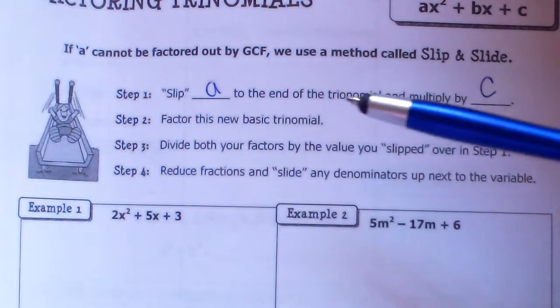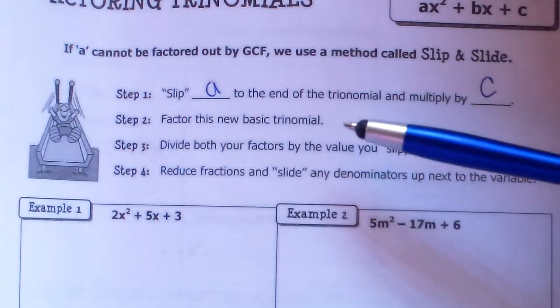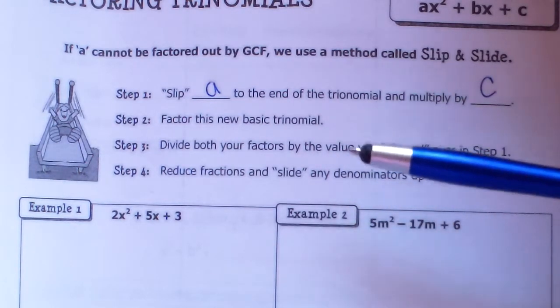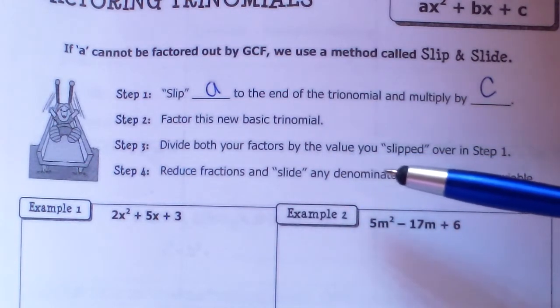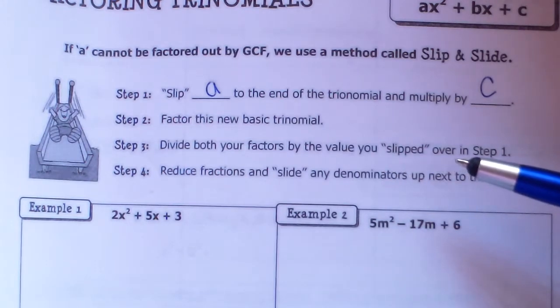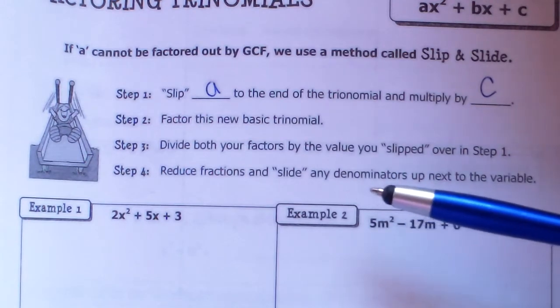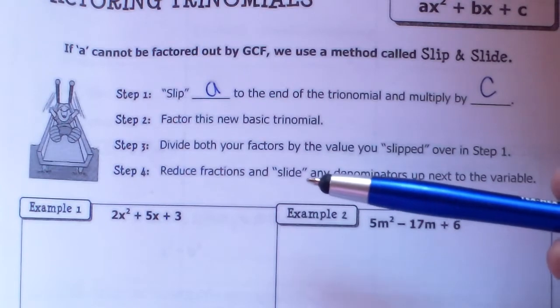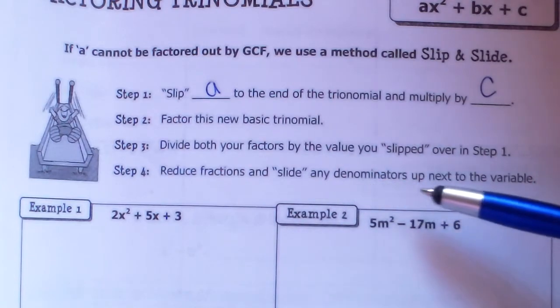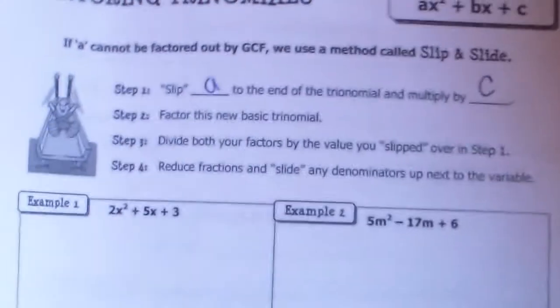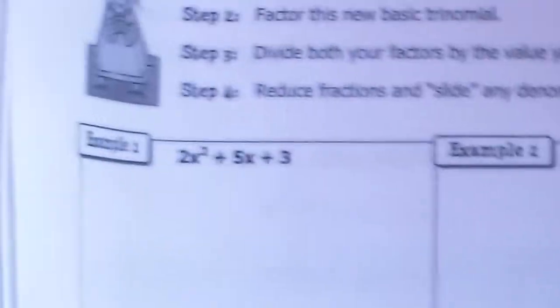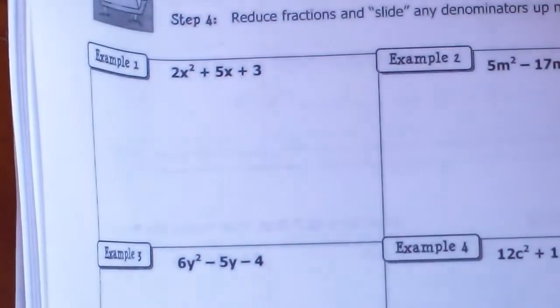Then it says factor the basic trinomial. So then you'll have a basic trinomial where A equals 1. Divide both of your factors by the value you slid over in step 1, and then reduce your fraction. If there's something left over after you reduce your fraction, then you're going to slide that number to the front. It probably sounds like a lot, but after I work out this problem, you'll get it.